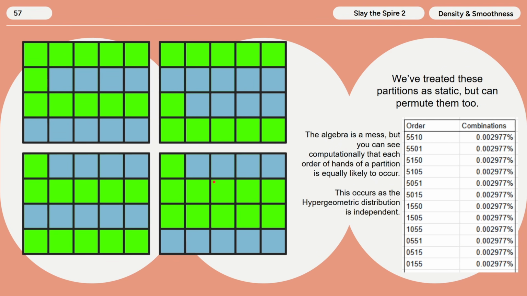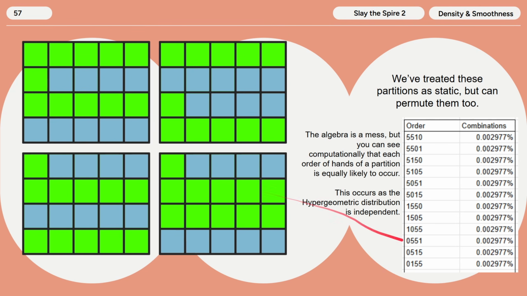The algebra is absolutely a mess, essentially due to the independence of the hypergeometric distribution. What I can tell you as a learning is that each of these deck orders is equally likely. So the order in which you draw the hands of a particular arrangement of a deck are equally likely. I mean, that doesn't sound too shocking, but we can prove it in the algebra as well. The mathematics supports that when we model it in partitions this way. So if you have a deck arrangement that's a 5-5-1-0 partition, you're just as likely to draw 5-1-5-0 as you are 5-0-1-5, as you are 1-5-0-5, as you are 1-5-5-0. So all those permutations are equally likely.